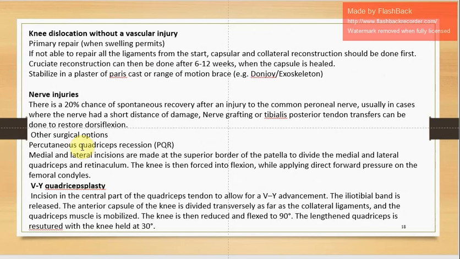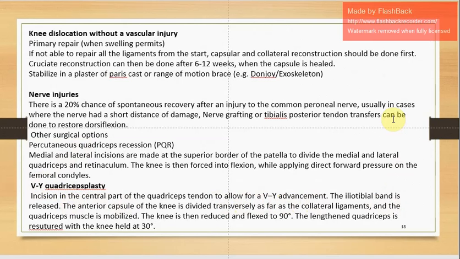Knee is then forced into flexion while applying direct forward pressure on the femoral condyles. Another technique is the VY quadriceps plasty. The incision is done in the central part of quadriceps to allow for a V or Y advancement. The iliotibial band is released. Anterior capsule of the knee is divided transversely as far as the collateral ligaments, and the quadriceps muscle is mobilized.